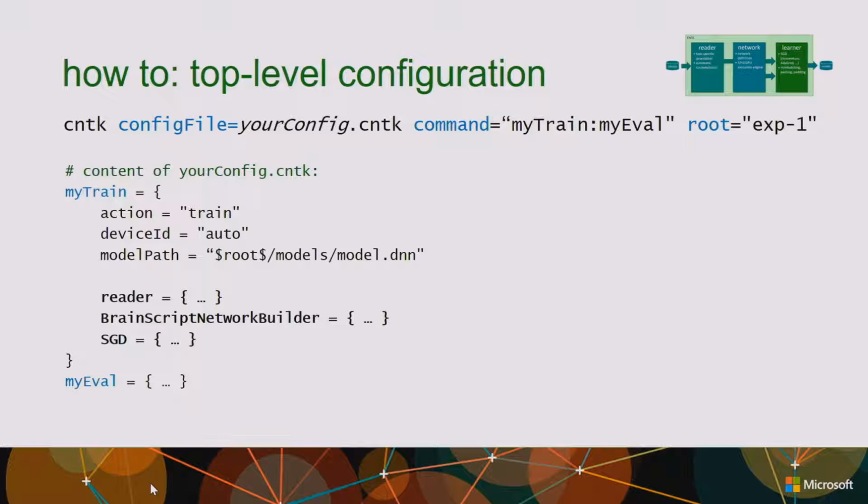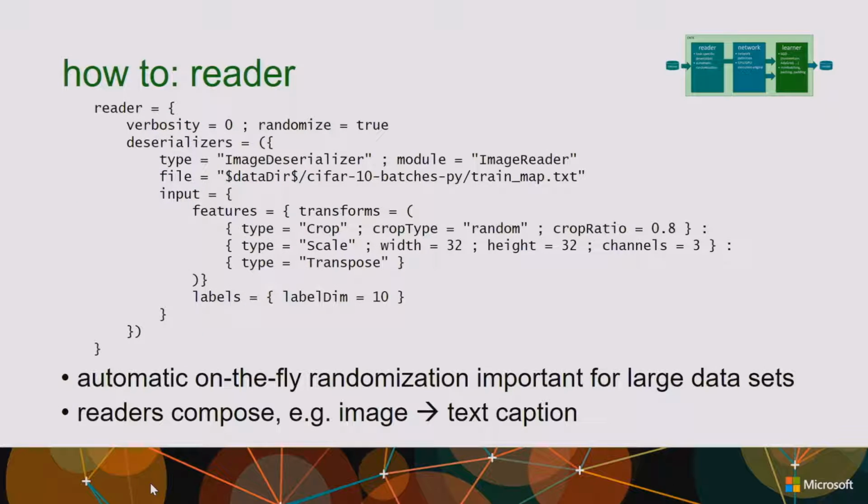So here's an example of the myTrain block. And it defines a couple of variables. It says it's a train block. The device ID should be selected automatically, so it picks the next free GPU. And it says where the model should be saved. And then you see these three blocks, the reader, the network, and the learner. And those are, again, configuration blocks. So let me talk about the reader.